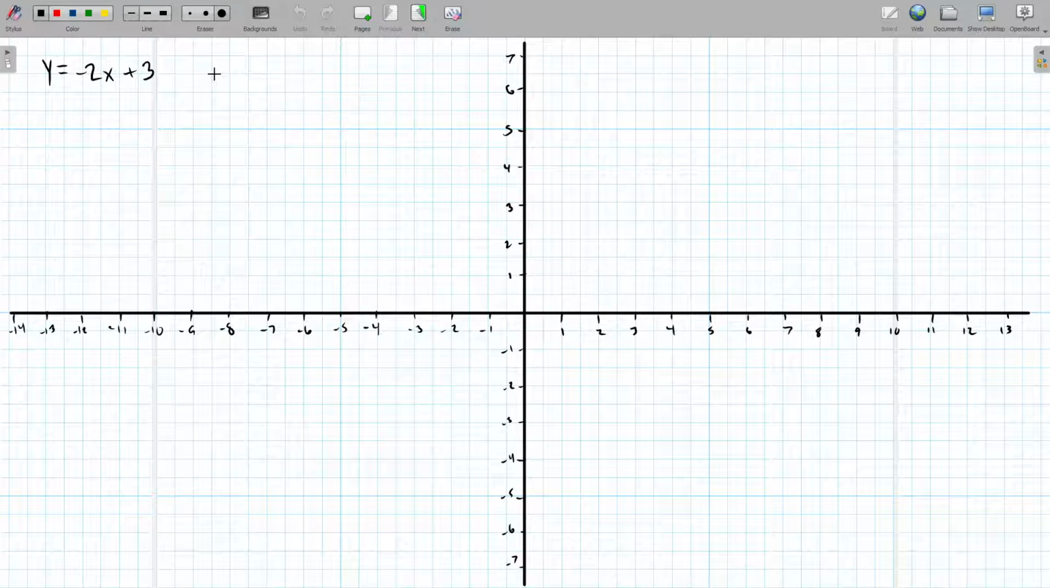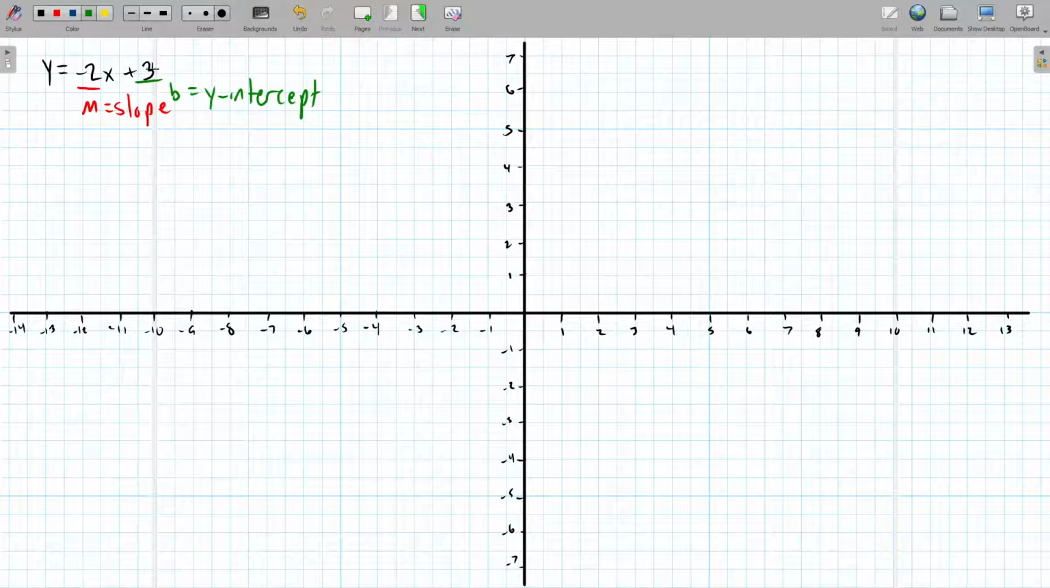So we have our graph set up already. Hopefully you have some graph paper because that'll definitely make this a little bit easier. We have this equation of y equals negative 2x plus 3. Remember that this negative 2 is the m, it is the slope, and the positive 3 is the b, it is the y-intercept. So in order to graph a line, we need at least 2 points.